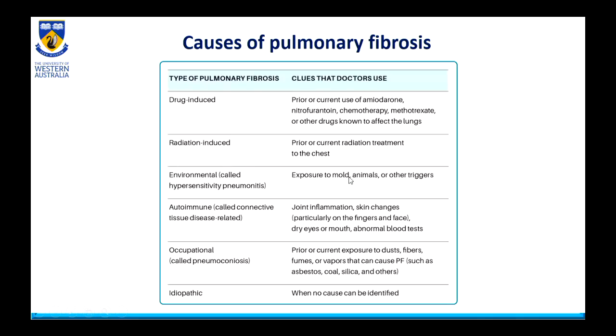Environmental issues, mold, animals, all different triggers, exposure to animal dander and all that sort of stuff can cause fibrosis, particularly if they've got a hypersensitivity condition and they end up with hypersensitivity pneumonitis. Autoimmune diseases, joint inflammation, skin changes, all these things can come from autoimmune diseases, and one of which is lung fibrosis. And then occupationally, really important.